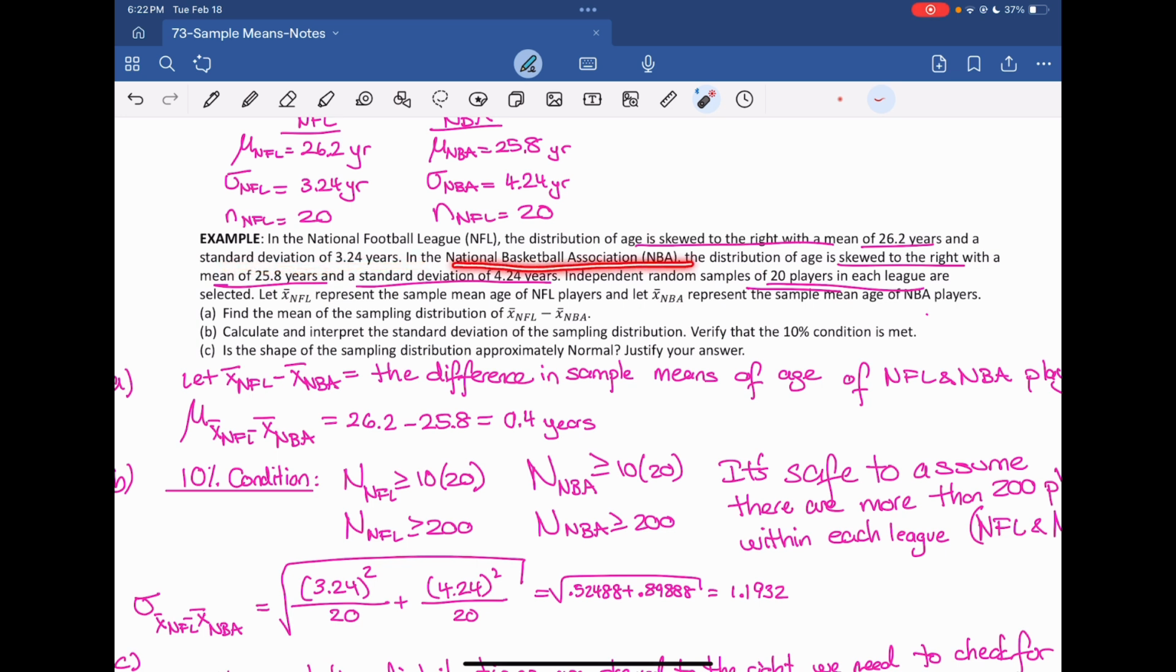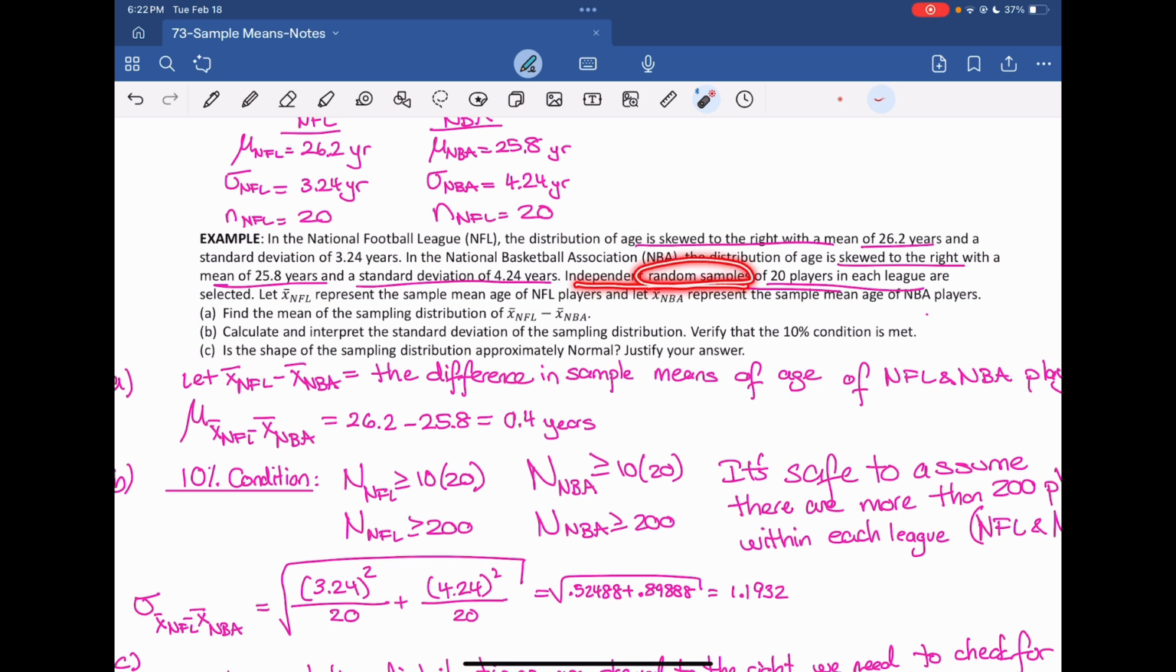The NBA, on the other hand, is also skewed to the right, actually. It's not different, but it's a little lower. It looks like the mean age is 25.8, and the standard deviation is 4.24. So more variable than the NFL. The NFL ages are closer together at around 26.2 than for the NBA, but the NBA average age is lower.